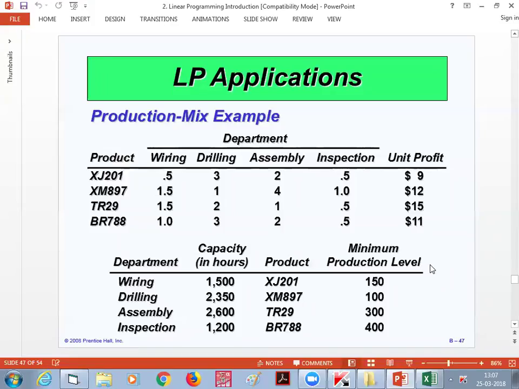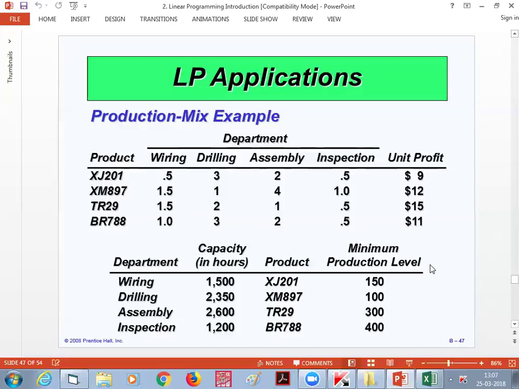So 4 products. And there are 4 departments: wiring, drilling, assembly, inspection. And these are the unit requirements of each product in each of the departments. So for example, product A requires 0.5 hours of wiring, 3 hours of drilling, 2 hours of assembly, and 0.5 hours of inspection. The second product requires 1.5 hours of wiring, 1 hour of drilling, 4 hours of assembly, 1 hour of inspection, and so on.